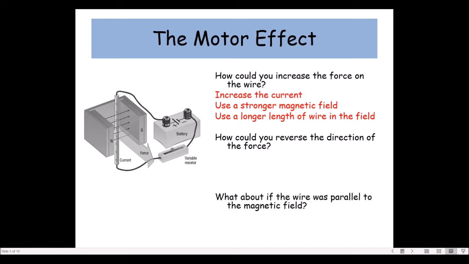The next question then, how could you reverse the direction of the force? Well, there are 2 ways we could do this. We could reverse the direction of the current. So for example, if we swap the two connections on the battery round, so the current is now flowing up through the wire, through the magnetic field, we would get a force in the opposite direction.